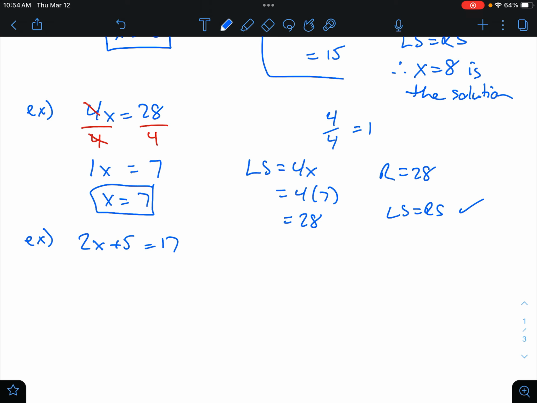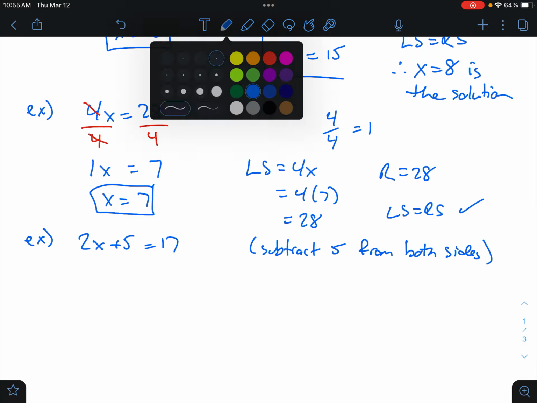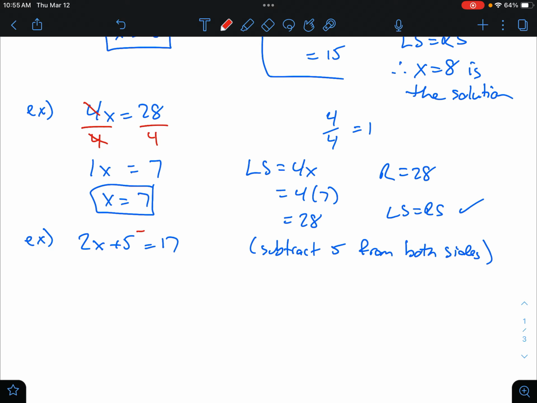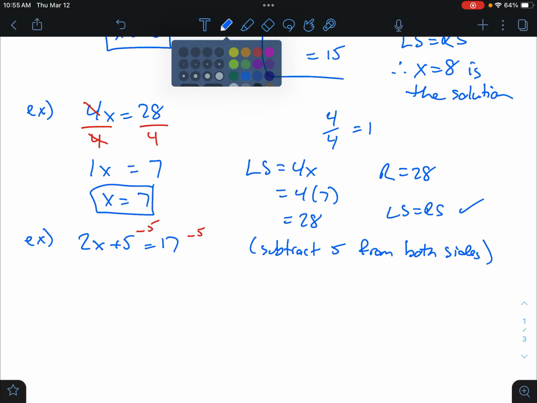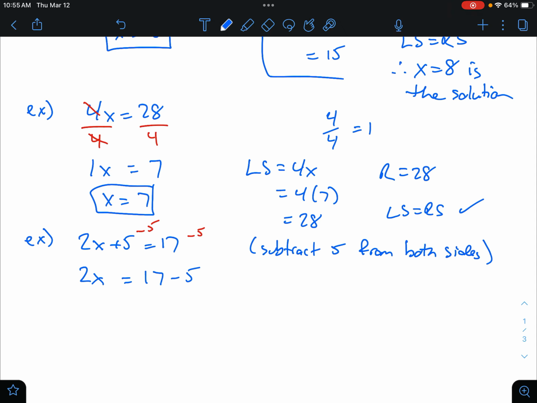The first thing I'm going to do is I'm actually going to subtract 5 from both sides. Okay, there's the first step. So let's do it with the red here. We're going to minus 5 from this side and then minus 5 from this side. Now if we do that, ooh, I got the wrong color there. We're going to end up with 2x, and then 5 minus 5 is 0. So that's gone. The right side ends up being 17 minus 5.